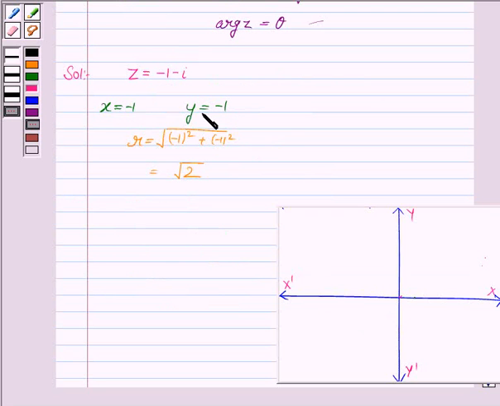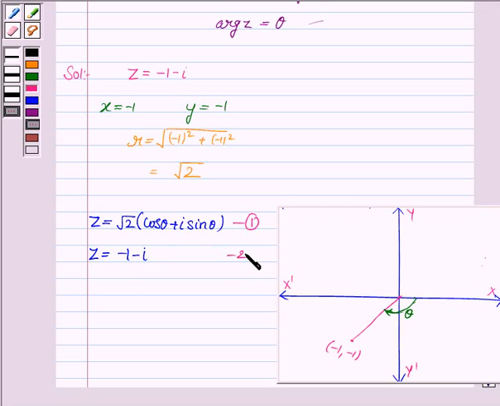Since x is equal to minus 1 and y is equal to minus 1, this point lies in the third quadrant, right? And its distance from the origin is root 2, because modulus is root 2, and this point is minus 1, minus 1, right? And we have to obtain the value of theta. Now, z in the polar form can be written as r, that is root 2 into cos theta plus iota sin theta. Also, z is equal to minus 1 minus iota.